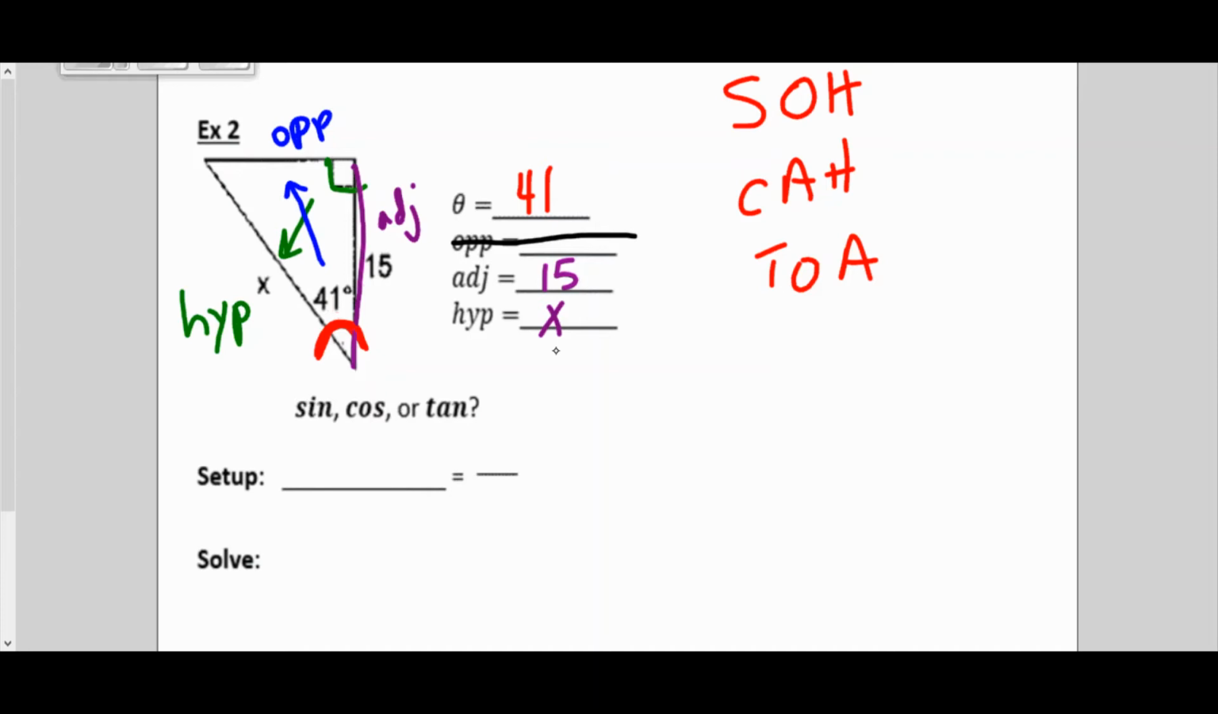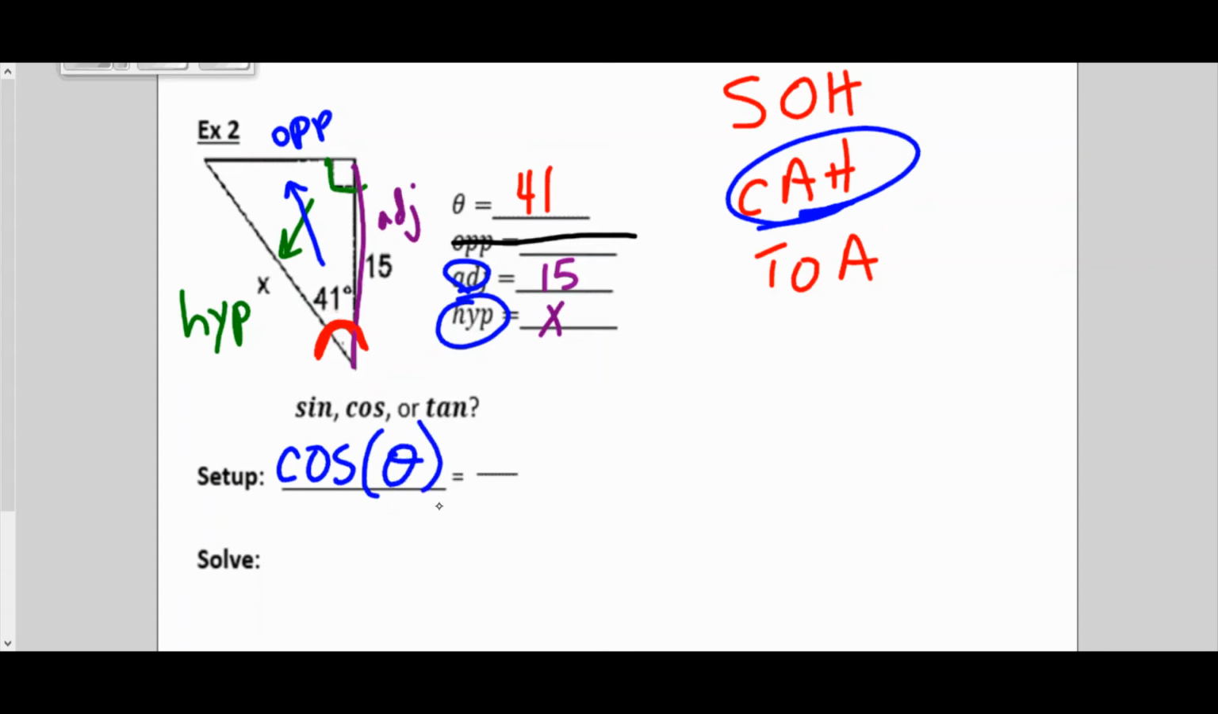So this is helpful. Now I know I don't have opposite, but I do have my adjacent and my hypotenuse. So I'm going to look at my trig functions. Which of those relates adjacent to hypotenuse? So if you look, that would be my cosine. So I know I'm going to do the cosine of my reference angle, so the cosine of theta equals the adjacent over the hypotenuse.